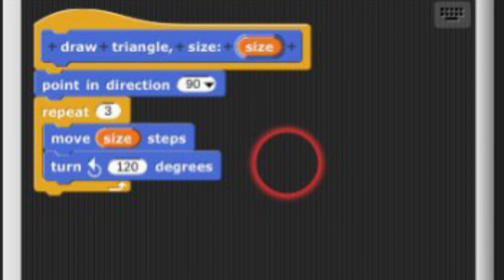Hi, my name is Sofia Escocera, and today I'll be demoing my Unit 1 project titled Row of Houses. I will begin by explaining the triangle block.